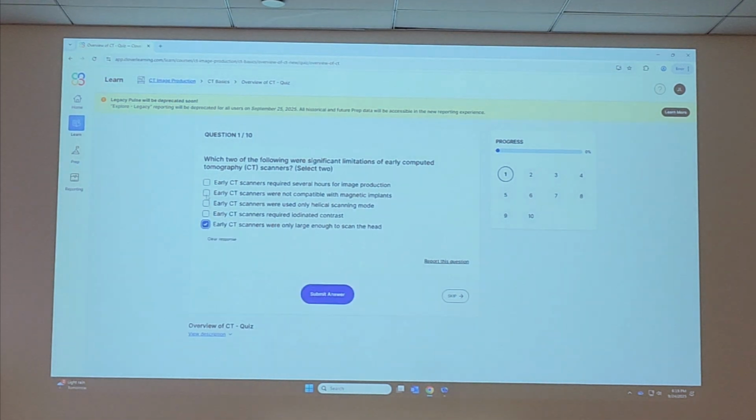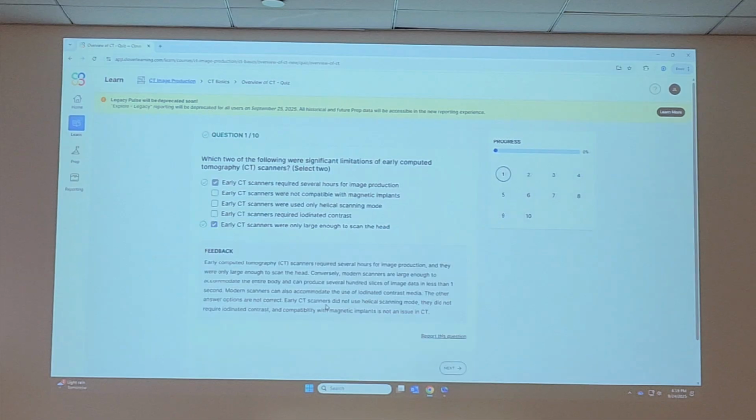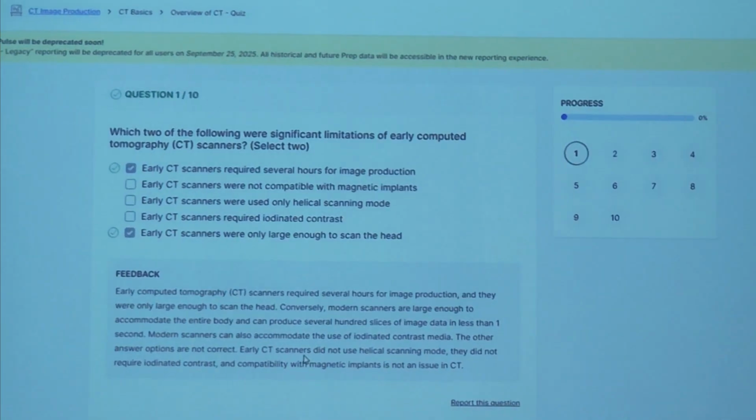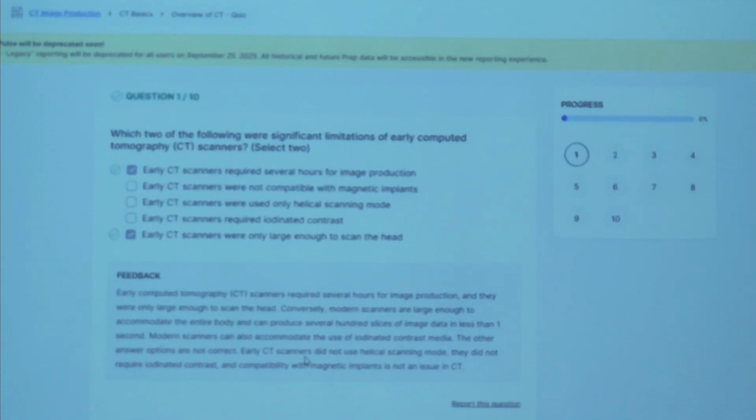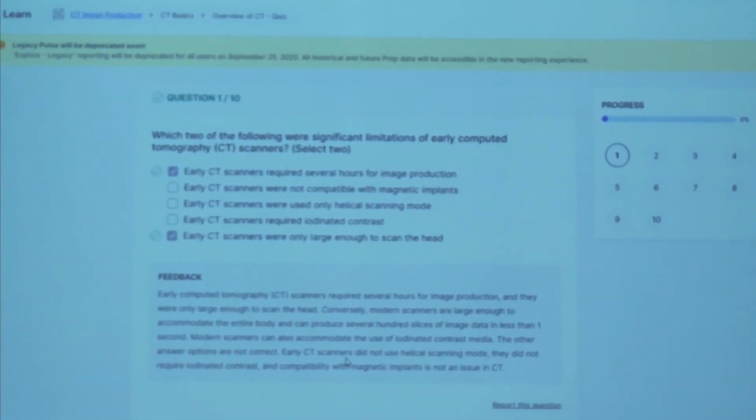Survey says, you are correct. Early computed tomography scanners required several hours for image production and they were only large enough to scan the head. Who introduced the head scan? Angelica said it back there.